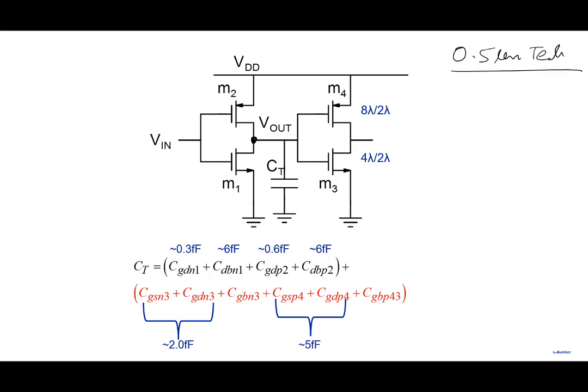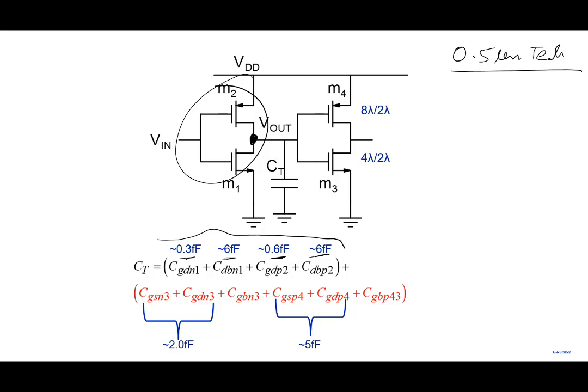The first set of capacitances come from the inverter itself, the intrinsic capacitance. Gate to drain is 0.3 femtofarad and drain to body is 6 femtofarad, coming from the NMOS. From the PMOS, it is 0.6 femtofarad and 6 femtofarad. These are intrinsic capacitances at this particular node, due to the inverter itself.